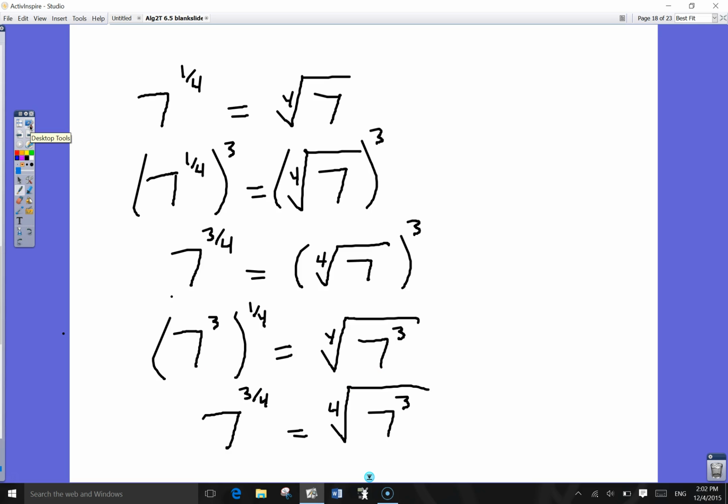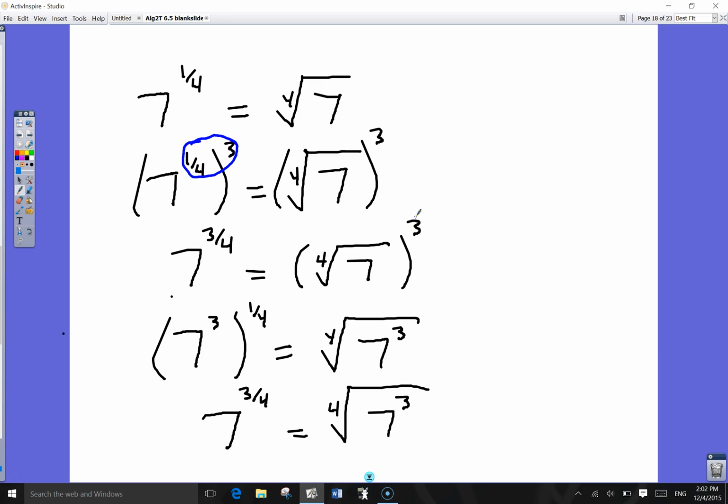Now take, for example, if I had the 4th root of 7, by what we learned on the last slide, that would be 7 to the 1/4. Now I'm going to cube both sides. 7 to the 1/4 cubed is 7 to the 3/4, because properties of exponents tells us that we multiply those. So that tells us 7 to the 3/4, that's a rational exponent, is the same thing as the 4th root of 7 cubed.